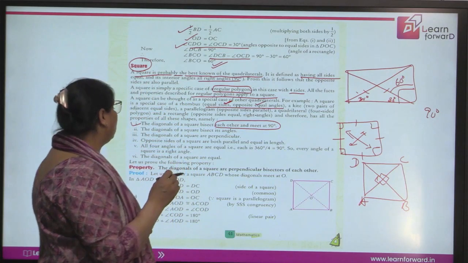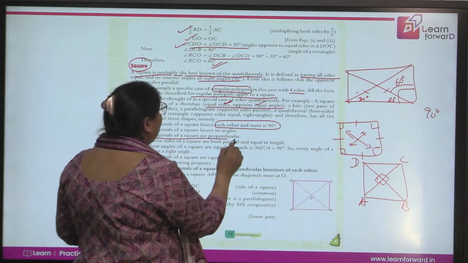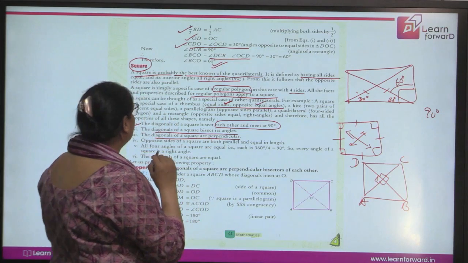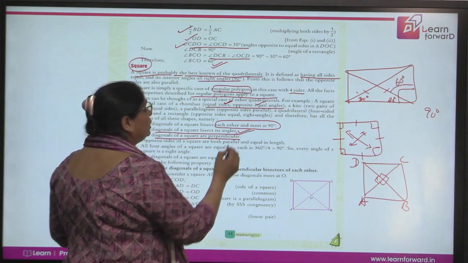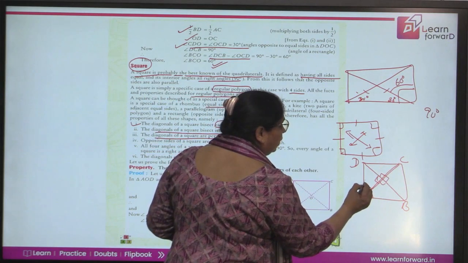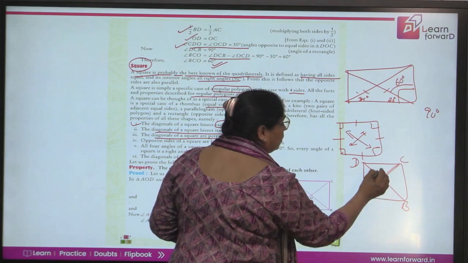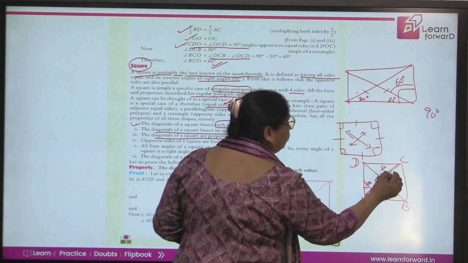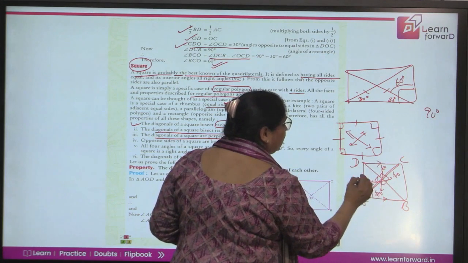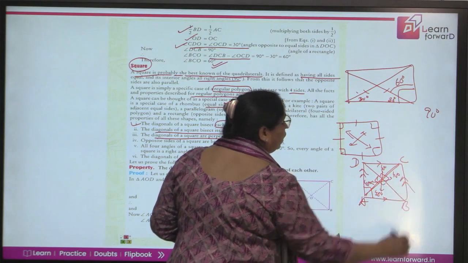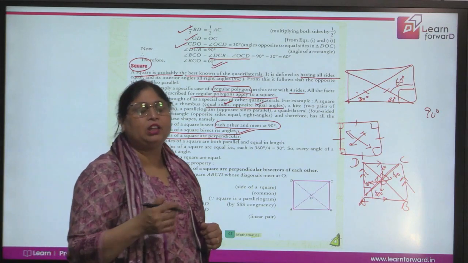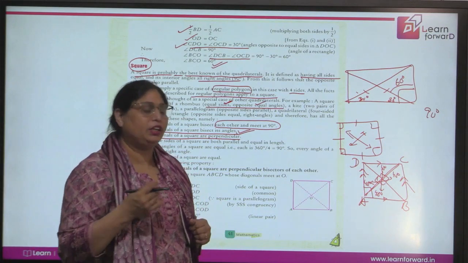In a square, the diagonals are perpendicular, and the diagonals bisect the vertex angles. If this is a diagonal, it will bisect this angle completely, 45 and 45. Otherwise, alternate angles are equal, as these two opposite sides are parallel. The properties of a square: opposite sides are parallel, opposite sides are equal, each angle is 90 degrees, diagonals are of equal length, and diagonals bisect each other at 90 degrees.